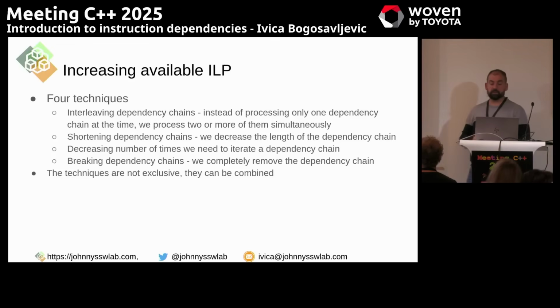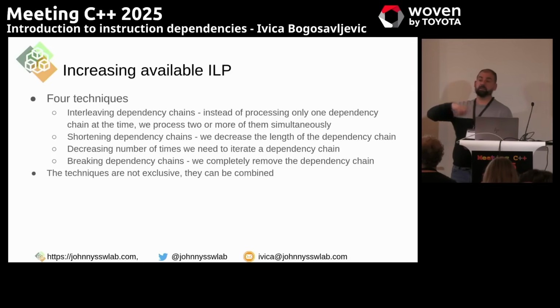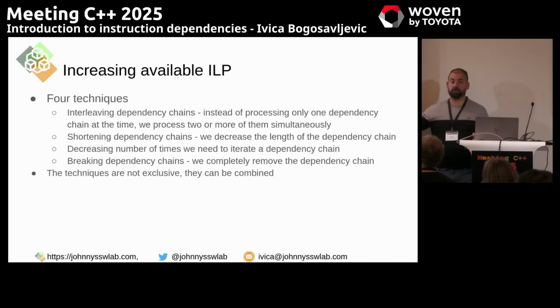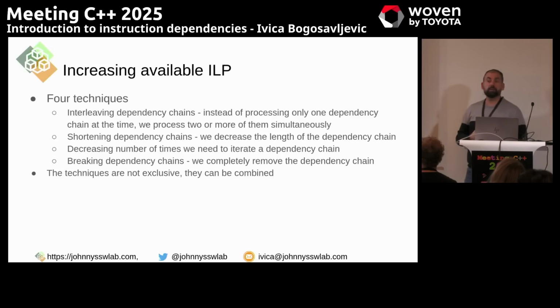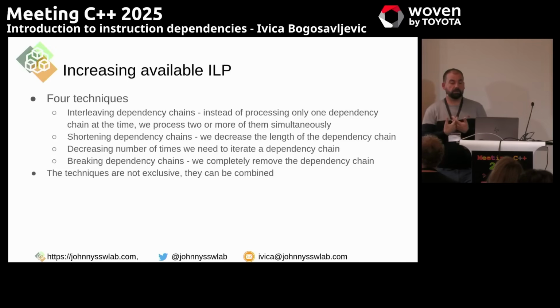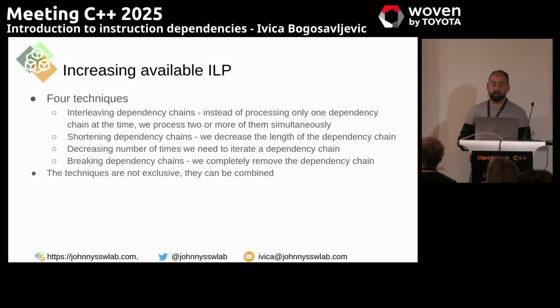The third thing is you can decrease the number of times you need to iterate a dependency chain. So for example, sometimes you iterate the same dependency chains over and over, like a linked list or a binary tree. And if you figure out a way to decrease the number of times you need to iterate, that can really be helpful. And finally, you can break dependency chains. So this is completely removing the dependency chain with some kind of techniques, and we'll see what kind of techniques are used. Yes? So how do you actually measure the length of a dependency chain?